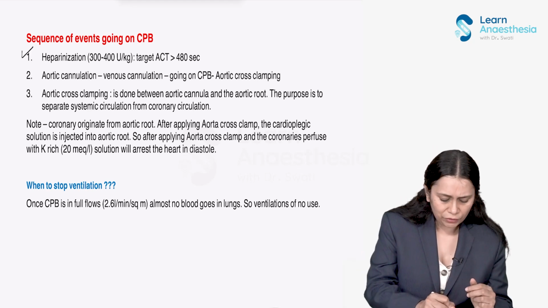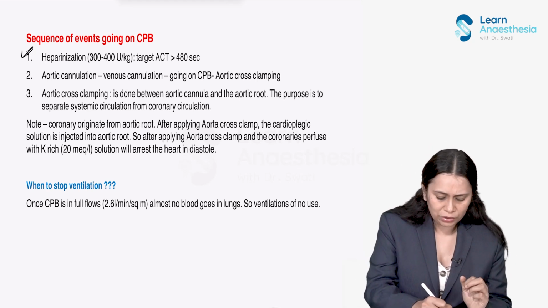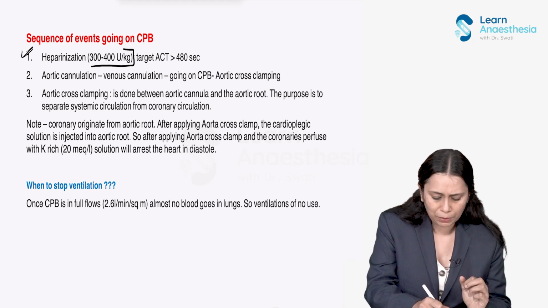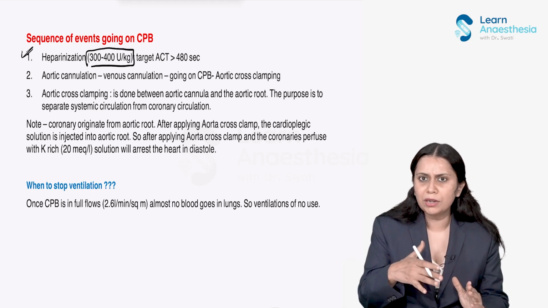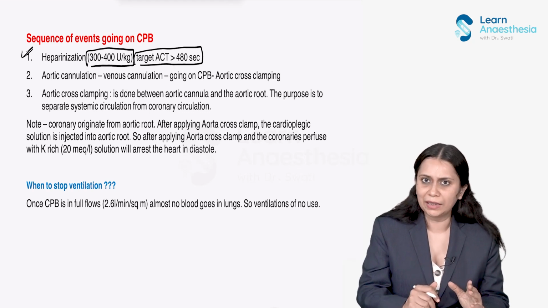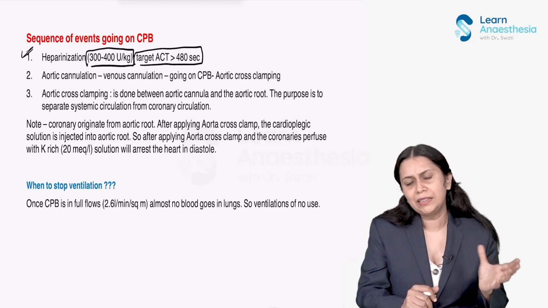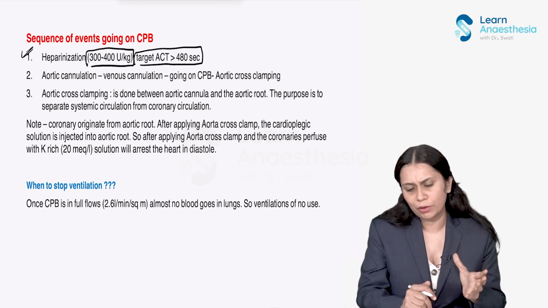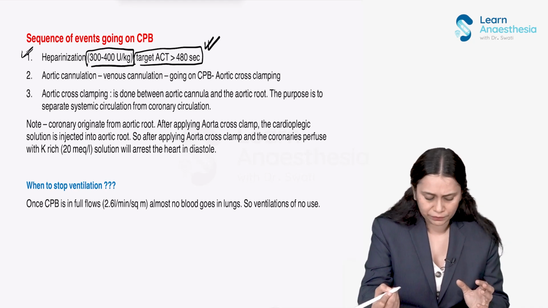The first thing which is done is the heparinization of the blood. The dose is 300 to 400 unit per kg body weight, with a target ACT of more than 480 seconds. So ACT target is more than 480 seconds. This is the target we have to achieve.